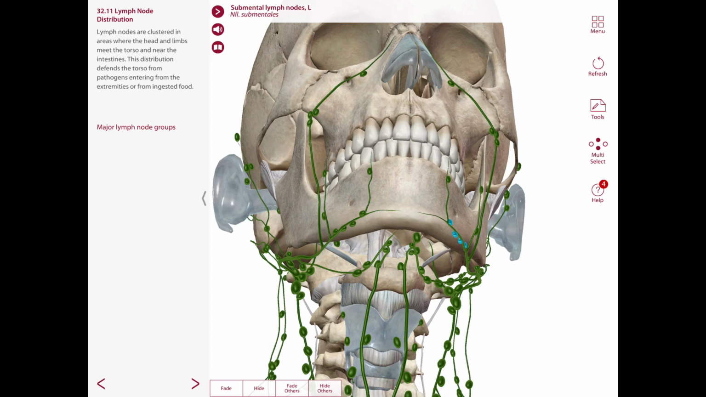There's also submandibular nodes. These are located in the submandibular triangle in relation to the submandibular gland, and they receive lymph from the submental and facial nodes and directly from the anterior scalp, the nose, nasal cavity, paranasal sinuses, the palate, the face, cheeks, lips, teeth, and other associated gingiva.